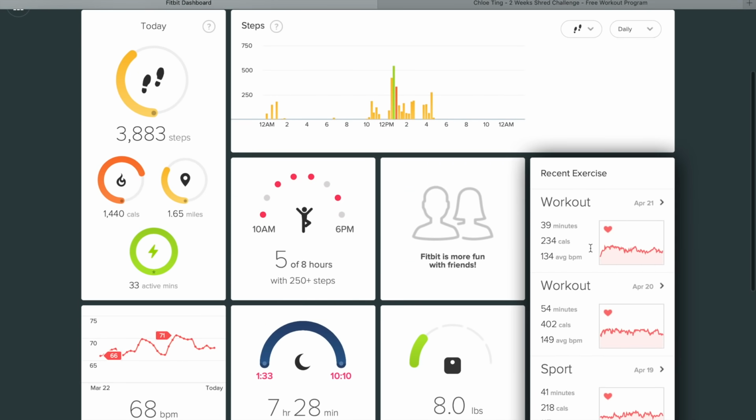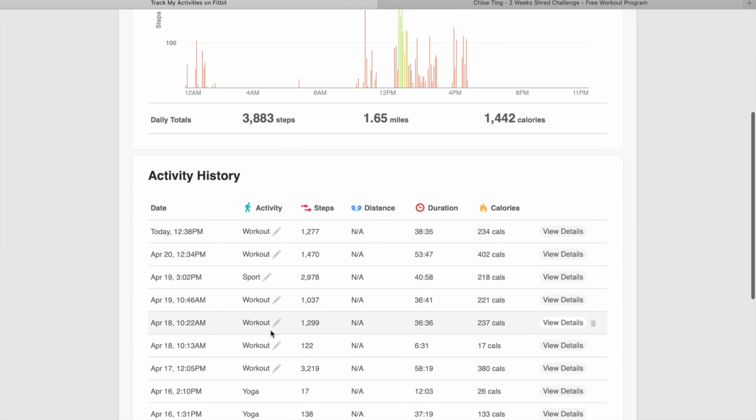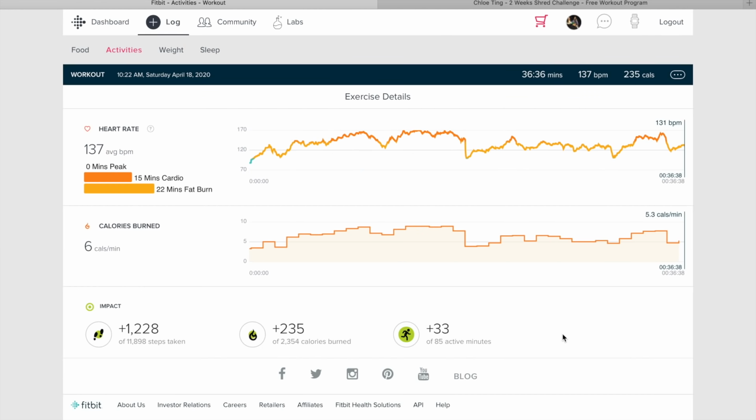And here are all my recent workouts. So I began this on April 18th. So here we are on April 18th when I did this program for the first time. However, I did add on 10 minutes at the end because I didn't feel like I personally had burnt enough calories. So this is throughout the entire thing, and you can see that these are my cardio zones.